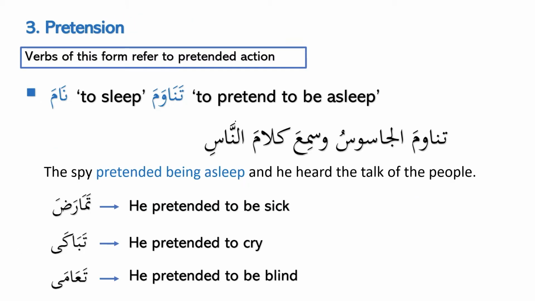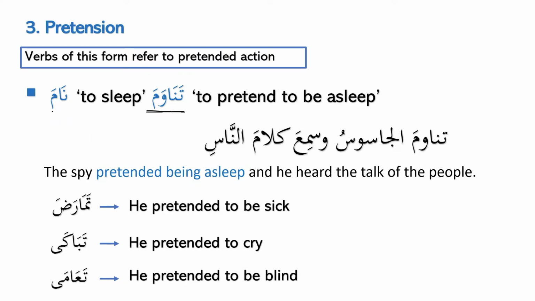Next one is pretension, to pretend. Verbs of this form refer to pretended action. Nama, to sleep, but when we say tanawama, to pretend to be asleep. This characteristic is not used in the Quran, as far as I know, but it is used in modern standard Arabic, as we can see over here. Tanawama al-jasusu wa sami'a kalam an-nasi. The spy pretended to be asleep, and he heard the talk of the people.